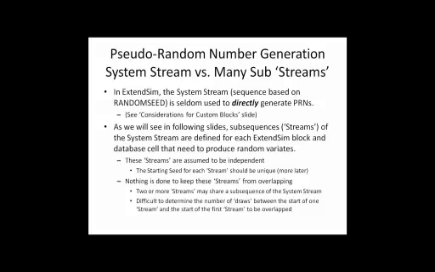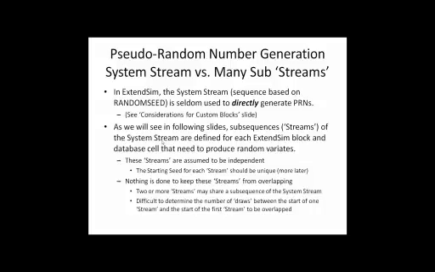stream, essentially. Now, one thing that's true in the ExtendSim context is that this particular stream is seldom used directly to generate PRNs. And we'll see more about that in the slide talking about custom blocks. Well, what is used to generate random numbers in ExtendSim is essentially subsequences of this system stream.